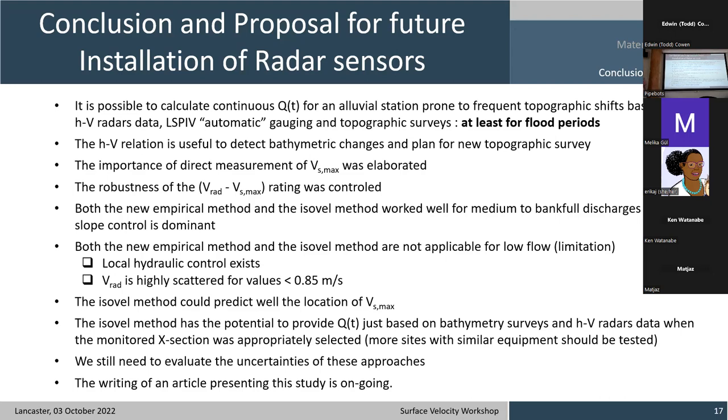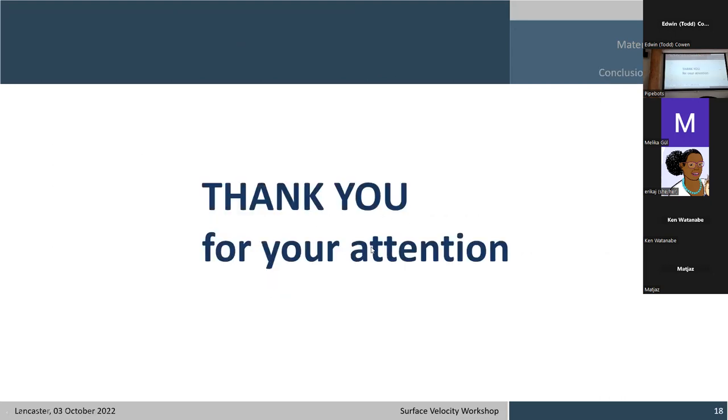There was a message in the chat. Jerome says, we also found that surface velocity radar stations and any index velocity station is great for detecting rating shifts from changes of the V index, V mean relation. Detection of rating shifts can be done in real time before new gaugings or measurements are available.